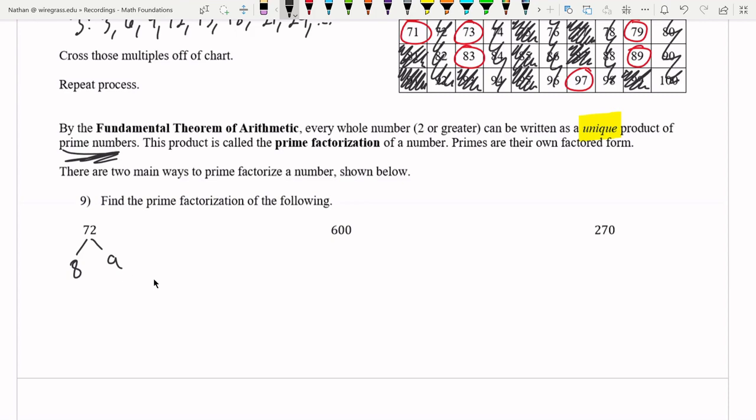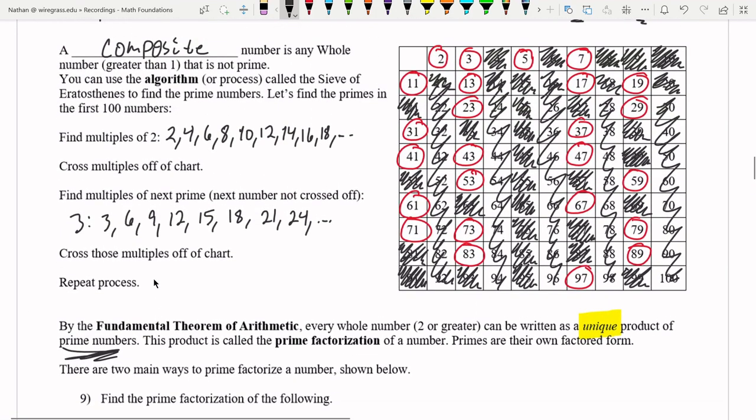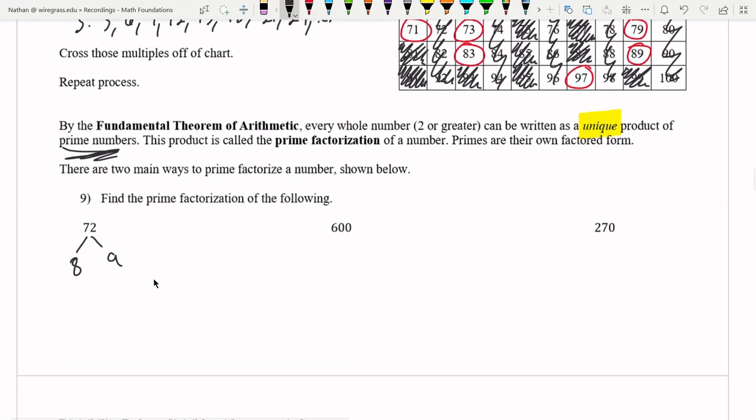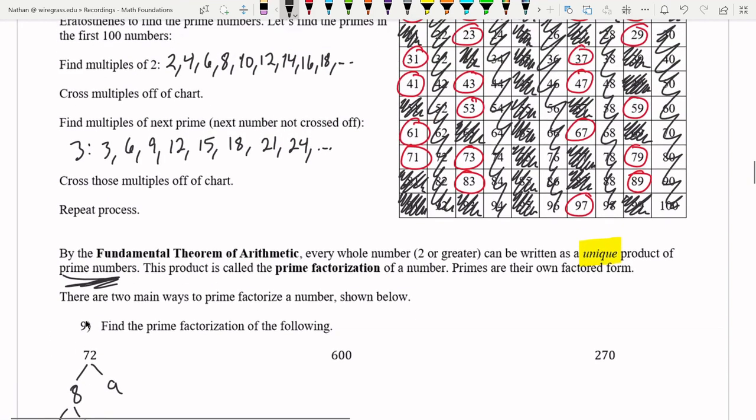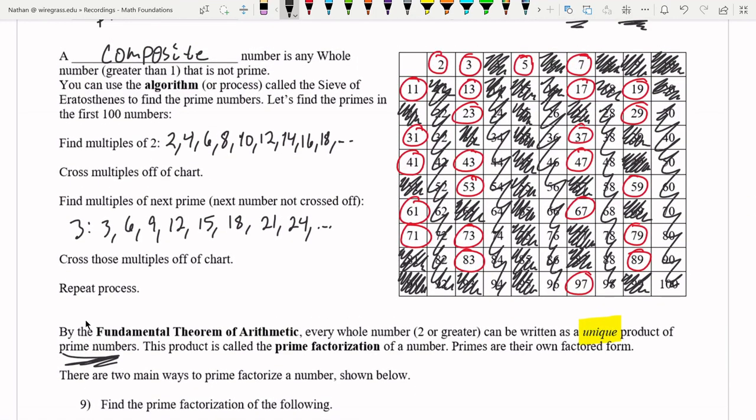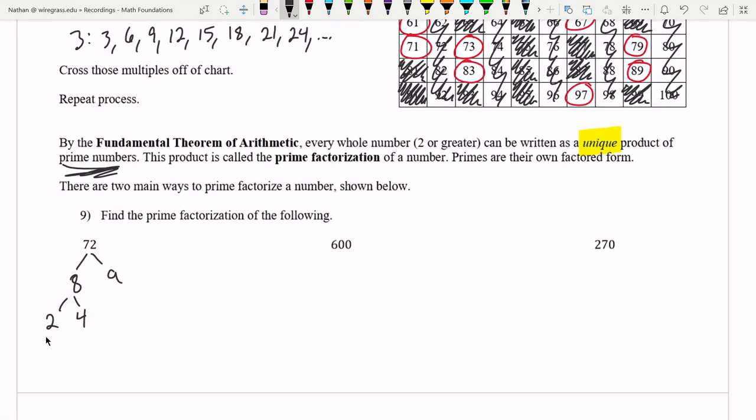8 and 9 are not prime numbers. You can see that here, that neither of them are circled on this diagram. So I want to keep going with these. 8 is the same thing as 2 times 4. And here, 2 is a prime number, right? 2 was the first prime number that we had. So I'm going to box in 2. 4 is the same thing as 2 times 2, and those are both prime numbers. 9 is the same thing as 3 times 3, and those are both prime numbers.